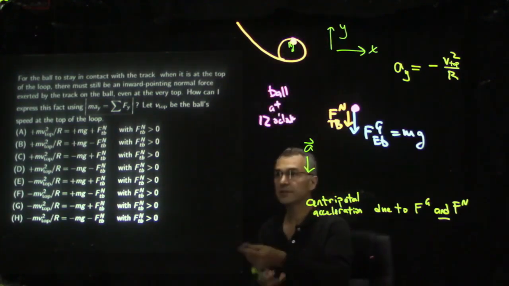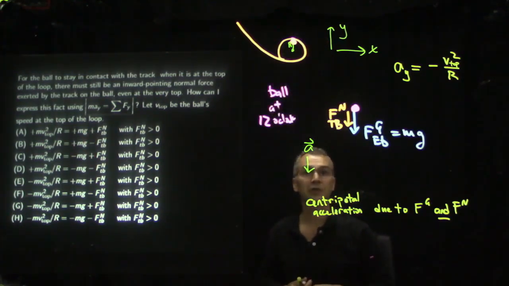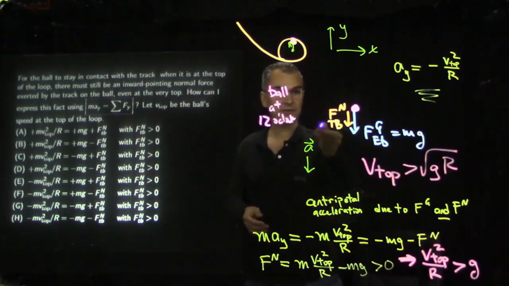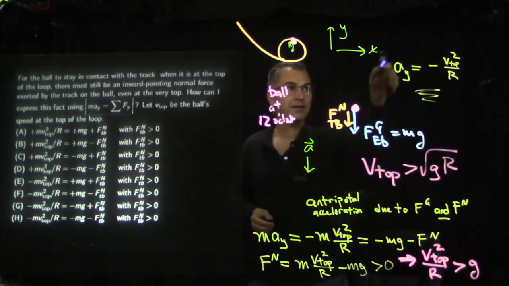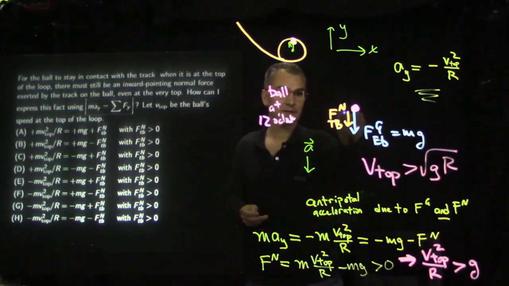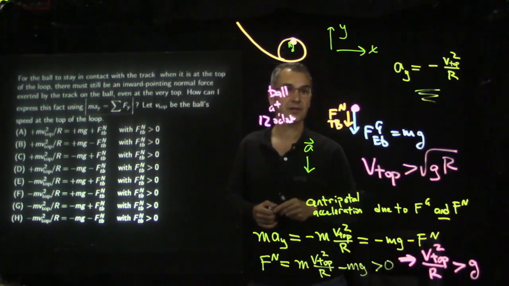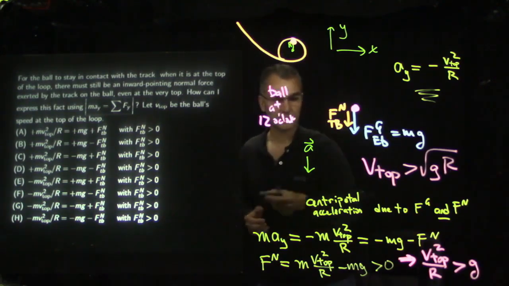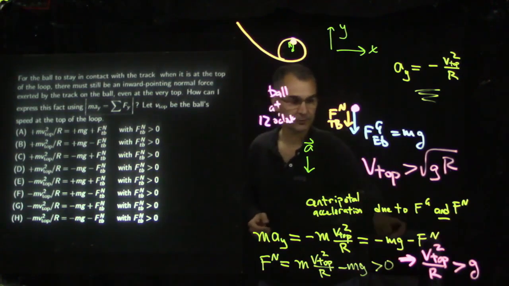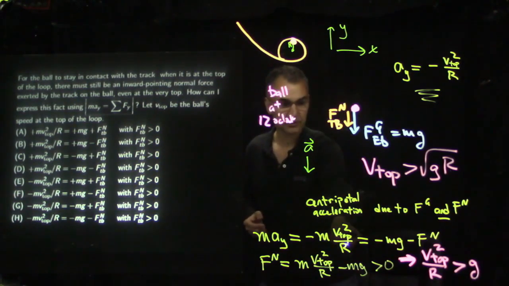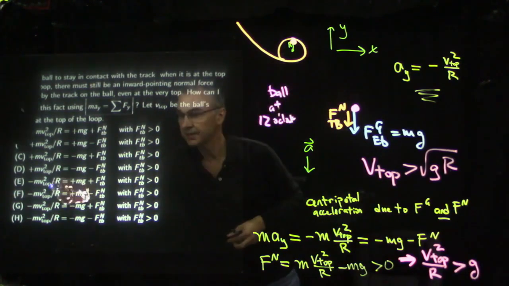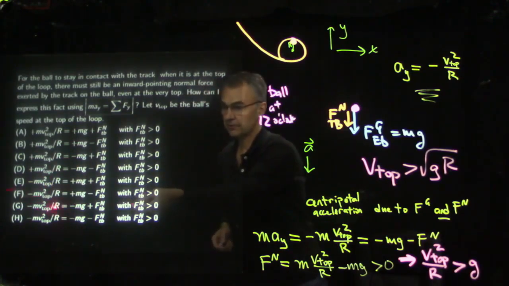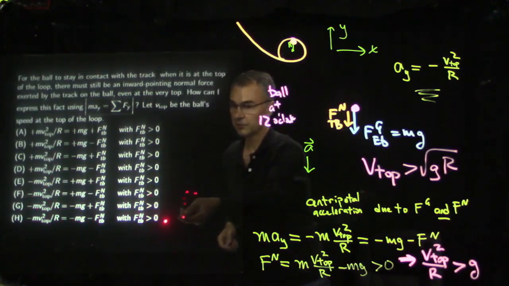So as you scrutinize this slide, let's write down F equals ma for the y component. It seems like we can use this free body diagram to write the y component of F equals ma, and let's let the normal force point downward, and we want a normal force which is bigger than 0 for the ball to stay in contact with the track. If it's less than 0, then the ball falls off the track. So I think we find ma sub y, and a sub y is minus v top squared over r. That would be minus mg, because that's downward, minus F normal. So we have minus m v top squared over r is minus mg minus F normal, with F normal bigger than 0.